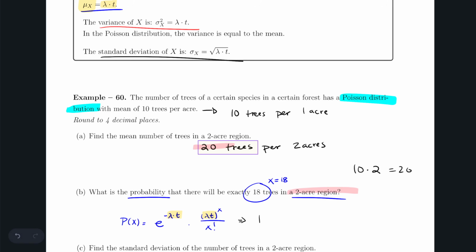So then my probability that I have 18 trees is going to be e to the negative 10 times 2, or negative 20 when simplified, times 20 to the 18 over 18 factorial. Now we'll type this into our calculator. If you've got the factorial button, you can use that. If you don't, remember you'll need to carefully type in the denominator of the fraction 18 times 17 times 16 times 15 all the way down until you get to times 2 times 1. Make sure you don't miss any terms.